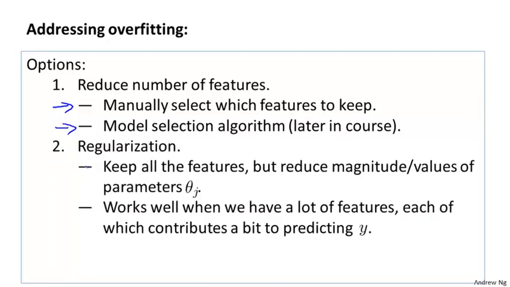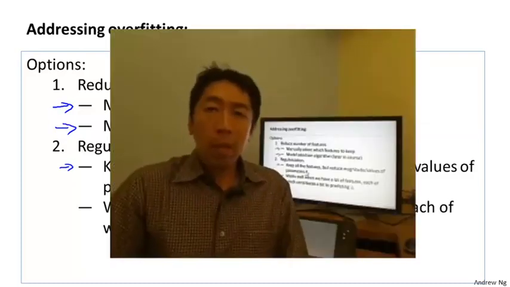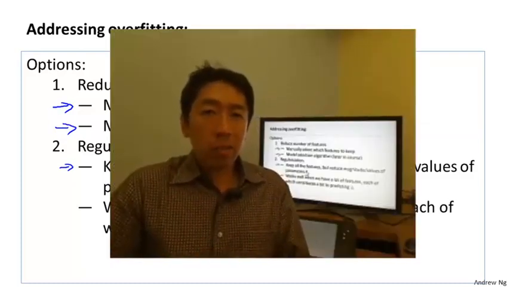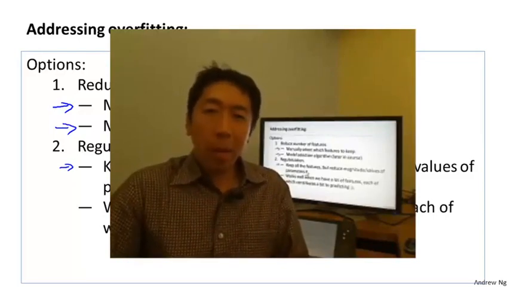The second option, which we'll talk about in the next few videos, is regularization. Here, we're going to keep all the features, but we're going to reduce the magnitude or the values of the parameters theta j. And this method works well, we'll see, when we have a lot of features, each of which contributes a little bit to predicting the value of y, like we saw in the housing price prediction example, where we could have a lot of features, each of which is somewhat useful, so maybe we don't want to throw them away.